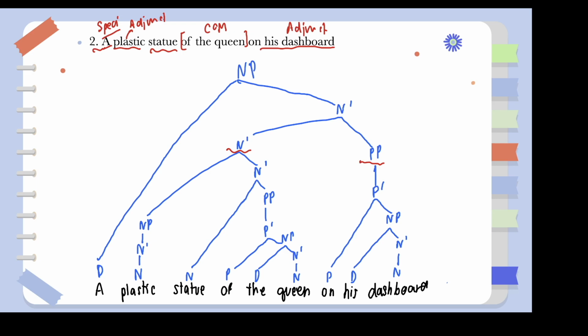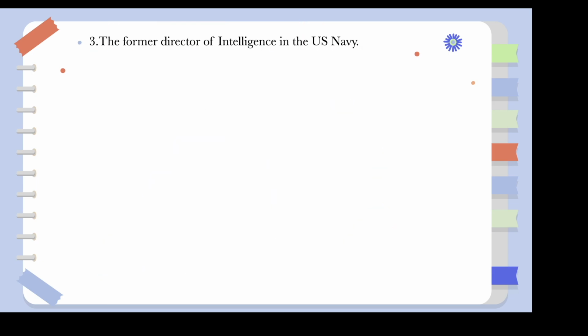Okay. And that's it for a plastic statue of the queen on his dashboard. Okay. And next, the former director of intelligence in the US Navy. So it is also a noun phrase. On the former director of intelligence in the US Navy, this is quite similar to the plastic statue of the queen on his dashboard. So, let's save this to do in our class to check whether you really understand it.